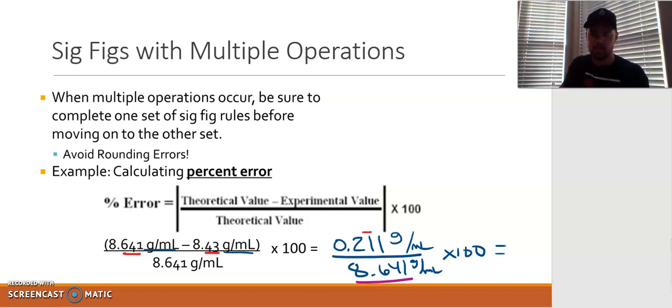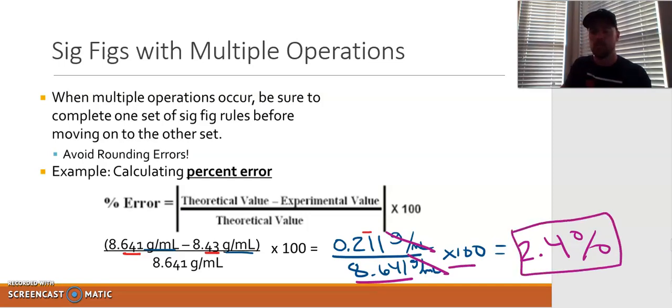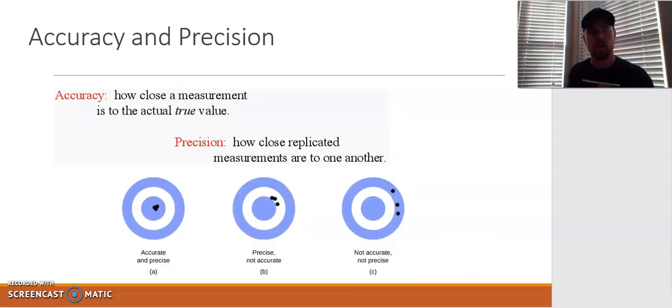So when I take these two numbers divided by each other and multiply by 100 with 2 sig figs, I end up getting 2.4, and then it's a percent because the grams per milliliter cancel, and multiplying it by 100 is what makes it a percent. So 2.4% is my answer. The last slide here just talks about the difference between accuracy and precision.